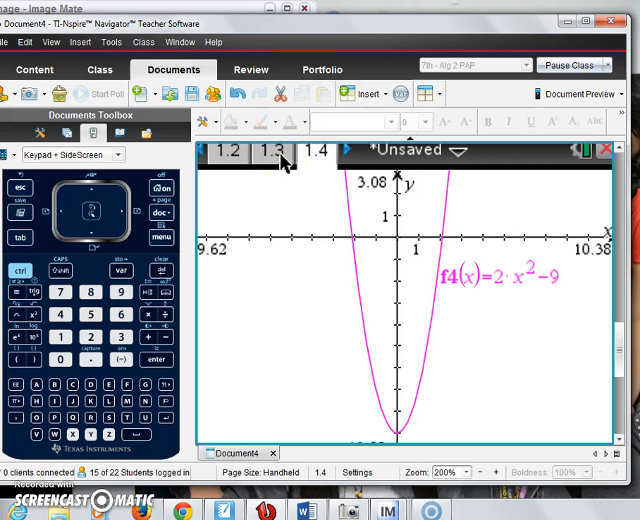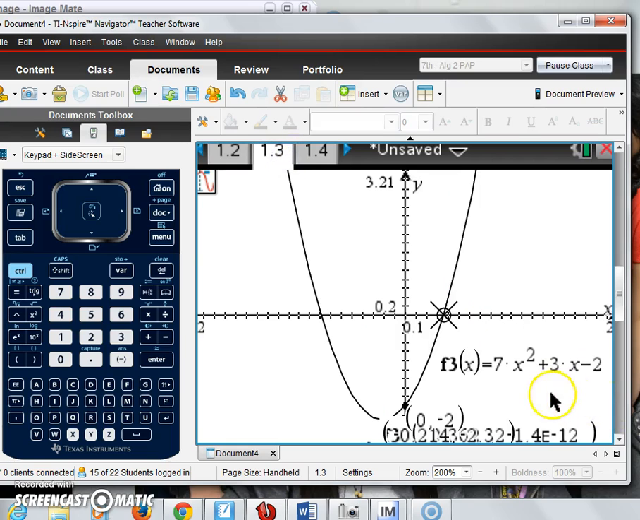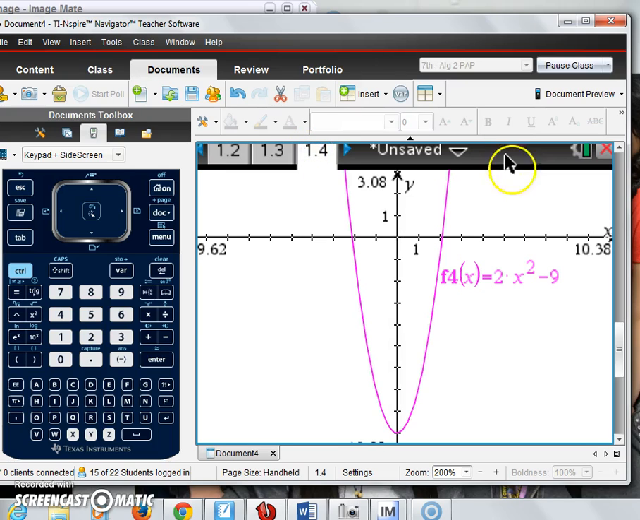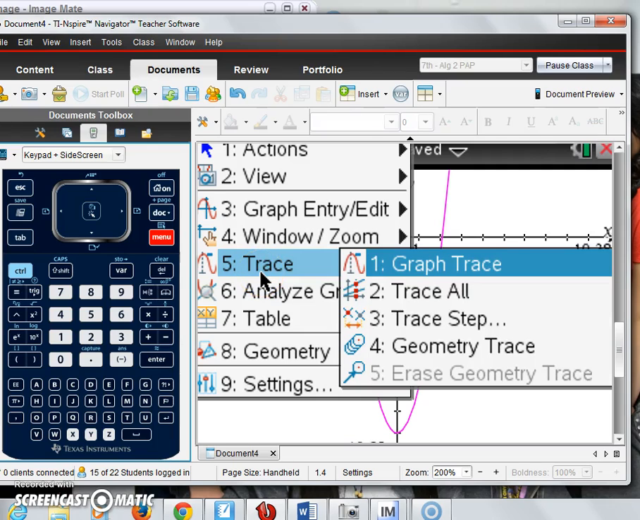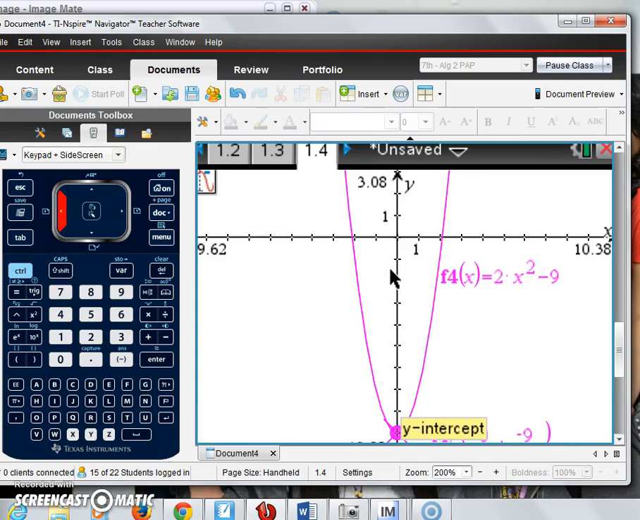Oh, and then on number 3, remember I had to subtract the 2 from both sides. So when I graphed it, I graphed 7x squared plus 3x minus 2. Okay, number 4, we had to do the same thing. We had to subtract 9 from both sides. So I graphed 2x squared minus 9. And in order to find the minimum, I can go to Menu, number 5, Graph Trace, and then you move left and right. There's the y-intercept. And in this case, the y-intercept is also your minimum.